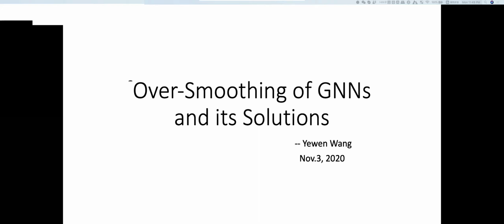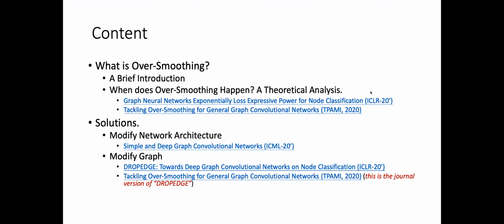Our topic for today is oversmoothing of graph neural networks and its solutions. The contents for today consist of two parts. The first part is what the oversmoothing problem is. In this part, I will give a brief introduction, introduce when the oversmoothing problem happens, and give a theoretical analysis.